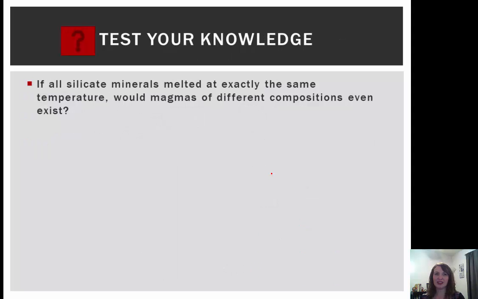Alright, so we are going to do a little test your knowledge question. If all silicate minerals melted at exactly the same temperature, would magmas of different compositions even exist? No, they wouldn't, right? If it's all mixing together and all melting and forming rocks at the exact same temperature, you would get little bits of the entire spectrum. You wouldn't have mafic or felsic because you would have the same minerals in both types of rocks.